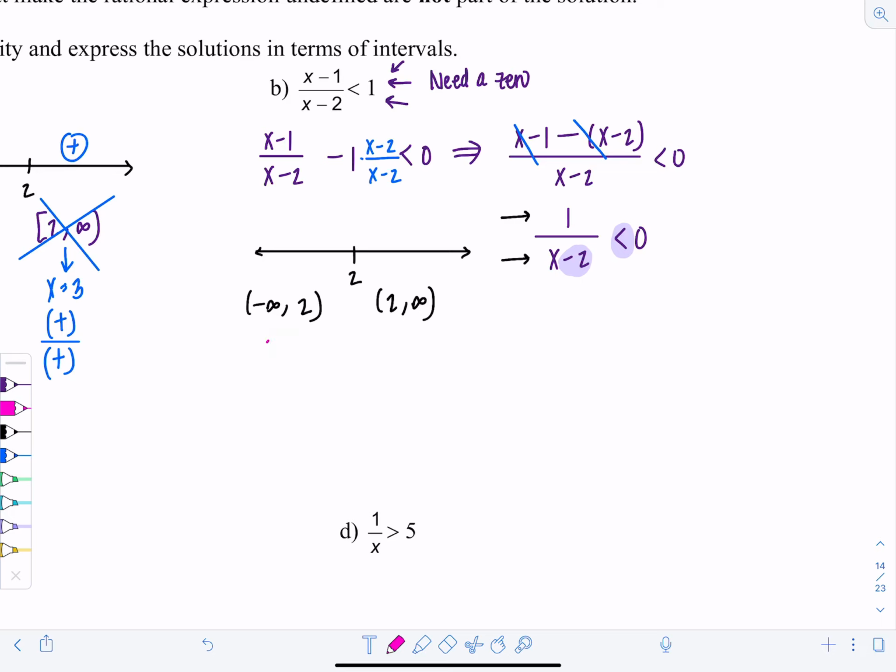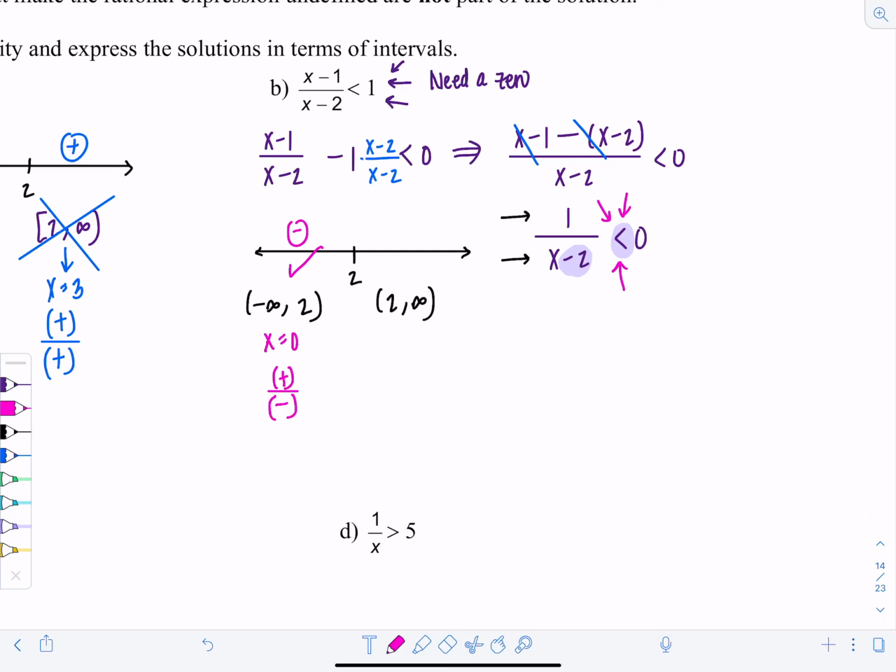Okay, now look at this. In the numerator, we just have a 1. So that's not going to change no matter what x is. That's a constant. So we've got 1 over 0 minus 2 is negative. So that means everything in this interval is going to make the inequality negative. Does that work? Yes, negative numbers are less than 0. So that's good. We want that.